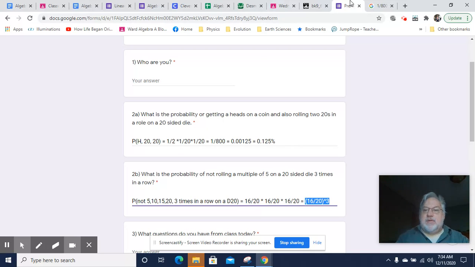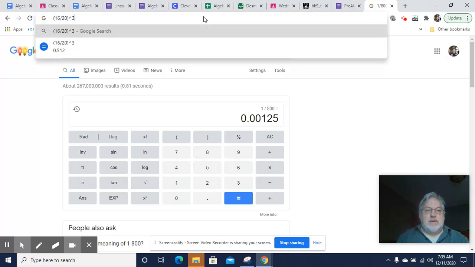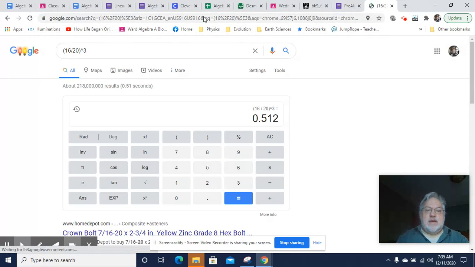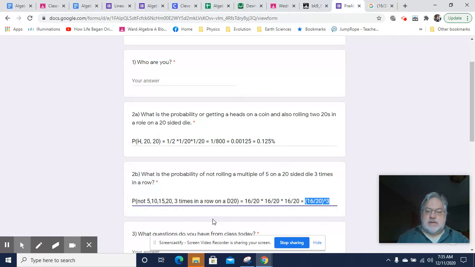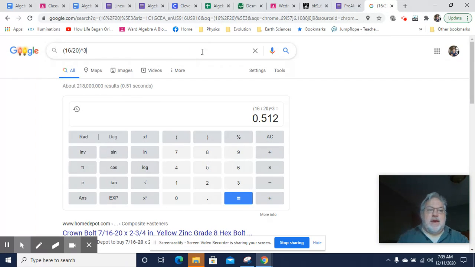So I'm going to end up with a decimal version up here first. 16 out of 20 cubed is going to equal 0.512. So it's not bad chances. So that's going to equal 0.512 or 51.2% chance.